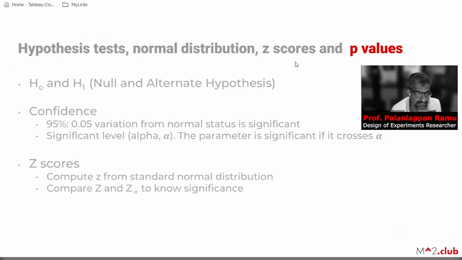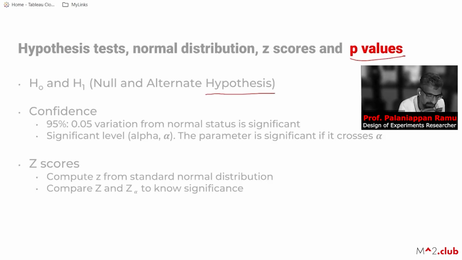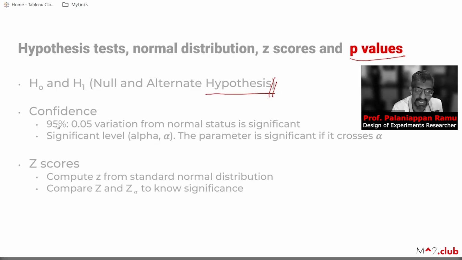So the first of the four topics that we will discuss today is the hypothesis test. As the name suggests, this is some hypothesis that we are coming up with. What is the state of the art is called the null hypothesis, and something that is contesting the state of the art or business as usual is called the alternate hypothesis. So the question is, are you going to accept or reject the H0 or H1?